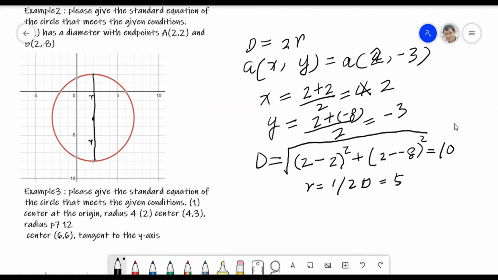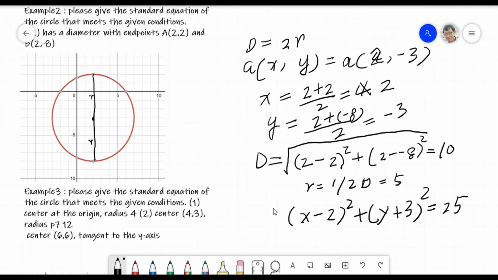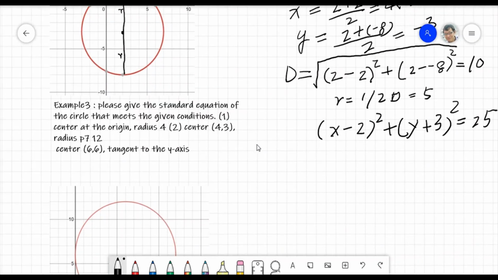So the standard function here is x minus 2 squared plus y, where y is negative 3, so minus minus is positive, plus 3 squared equals r, which is 5, 5 squared is 25. So we solved this question already. Okay, very good. So let's go to example 3.